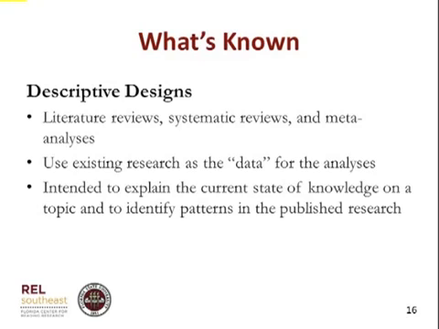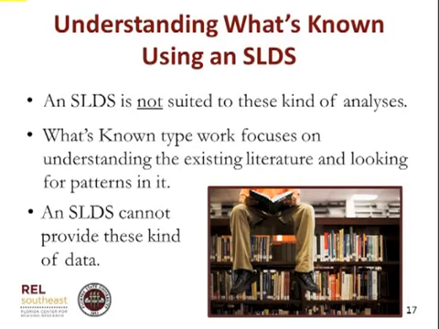Another type of descriptive research focuses on reviews of literature and reviews of other research. This includes meta-analyses and What Works Clearinghouse reviews. IES calls this type of descriptive research by the product category of what's known. An SLDS cannot provide the kind of information needed for what's known. So when thinking about using your SLDS, you cannot ask research questions about what existing research supports or which programs or policies are evidence-based.